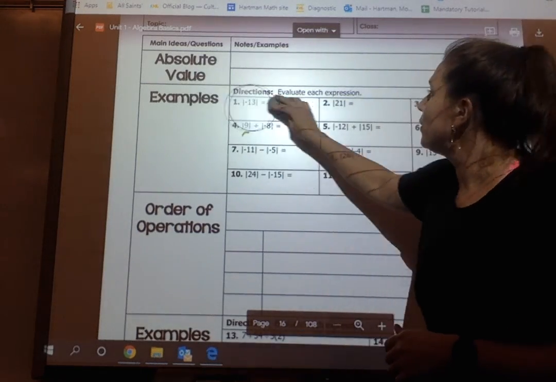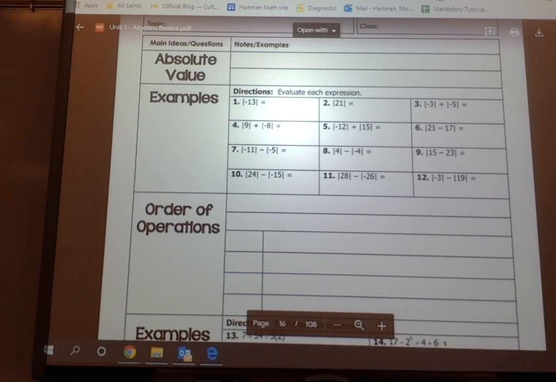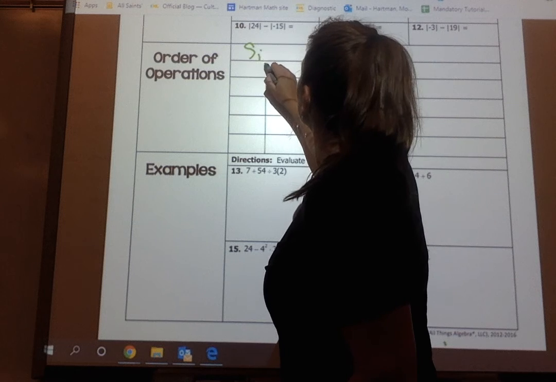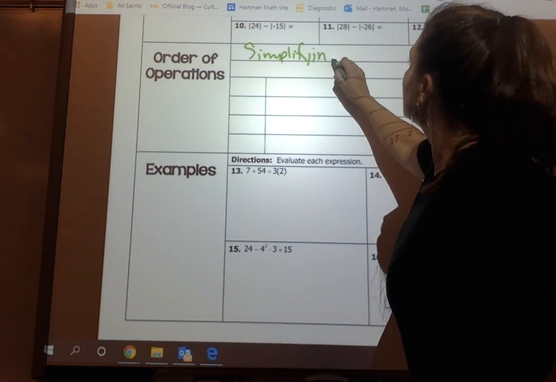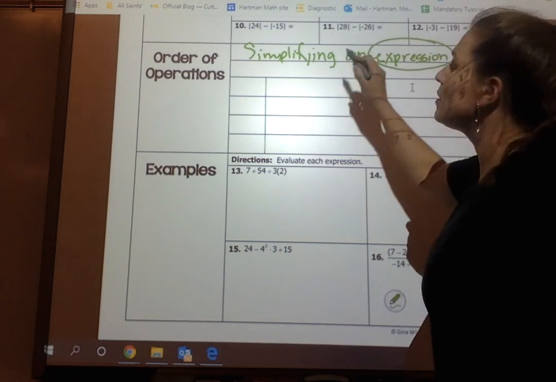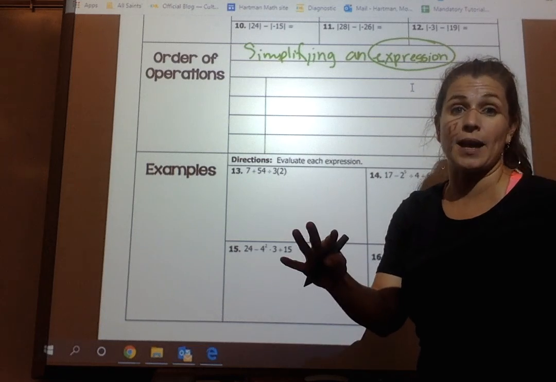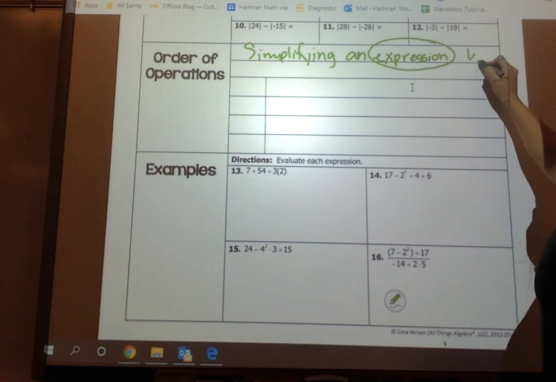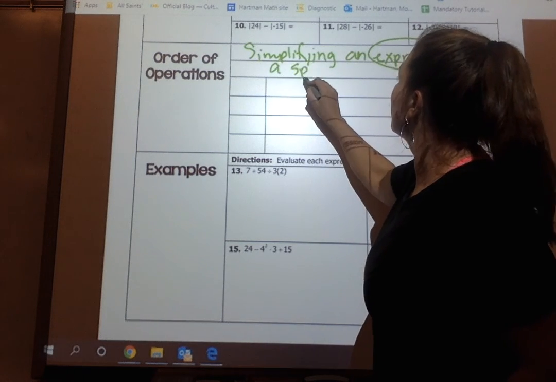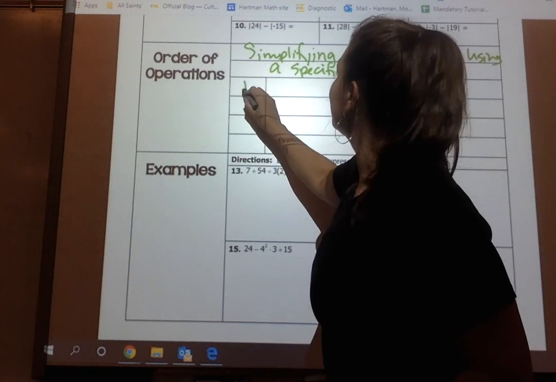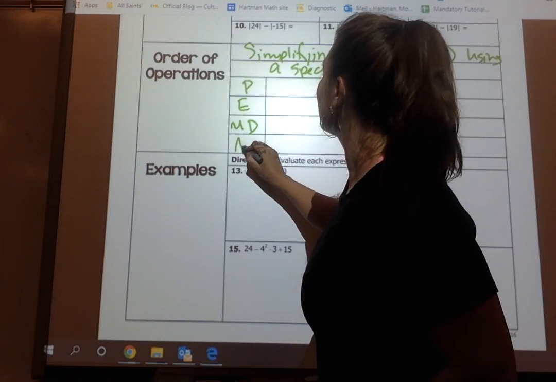And now we're going to go on to order of operations, which of course you've seen before. All order of operations is, it's simplifying an expression. Now, because I said the word expression, that tells me it's not an equation. There's no equal sign. It's an expression, and we simplify it using a specific order. And what is that order? PEMDAS. Please excuse my dear Aunt Sally.